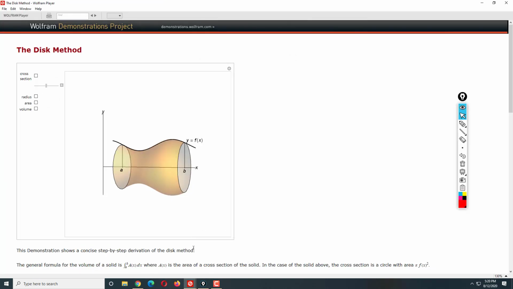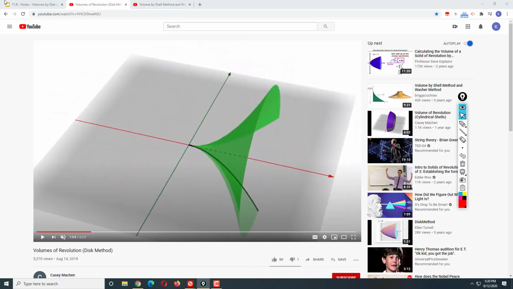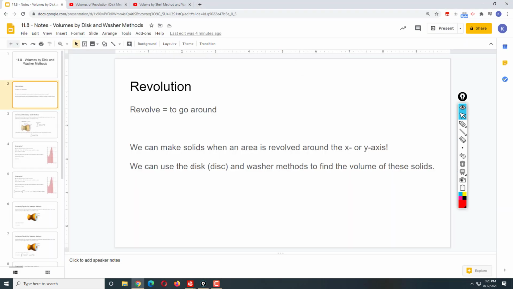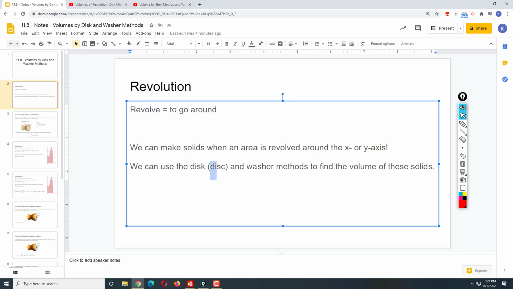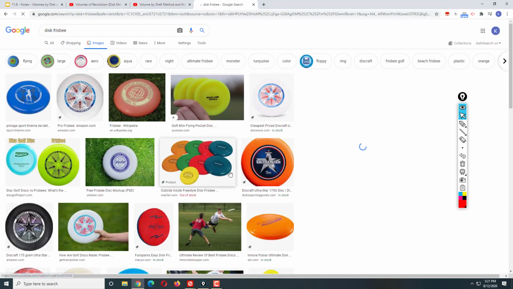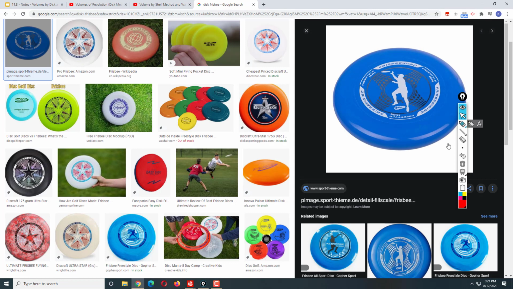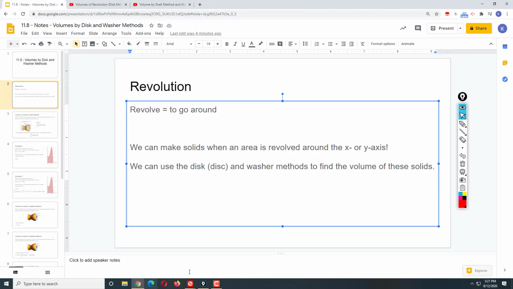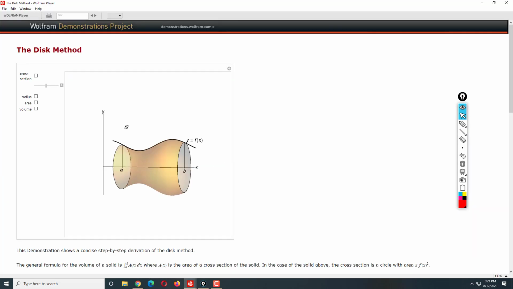This is called the disk method. What is a disk? Well, disk, also spelled D-I-S-C, looks like a frisbee. So here's an example of a disk. It's what happens when you revolve a circle around the x or the y axis. Going back to our simulation, this line f of x revolves around the x-axis, making the solid.